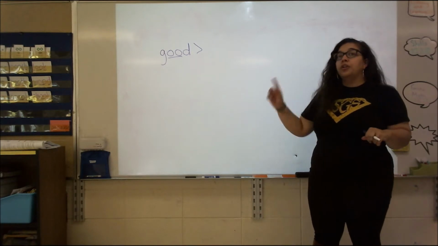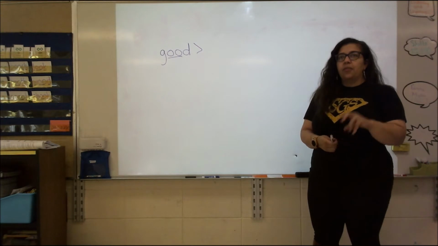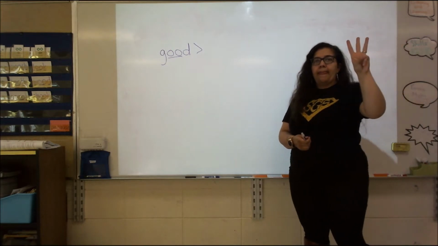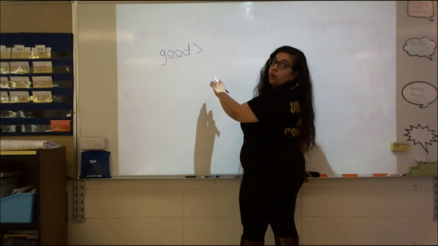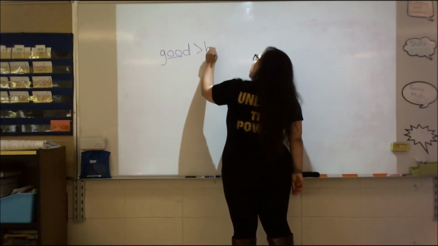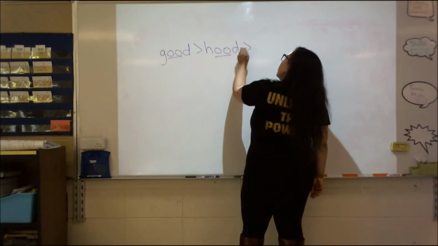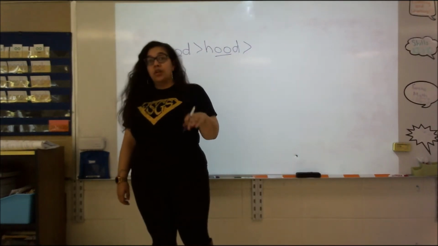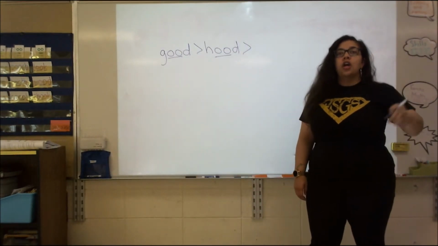So if I want to go from good to hood, what change do I want to make? What sound am I changing? The beginning sound. Excellent. I'm going from g to h. Hood. Good to hood. Now, from good to hood to hook.